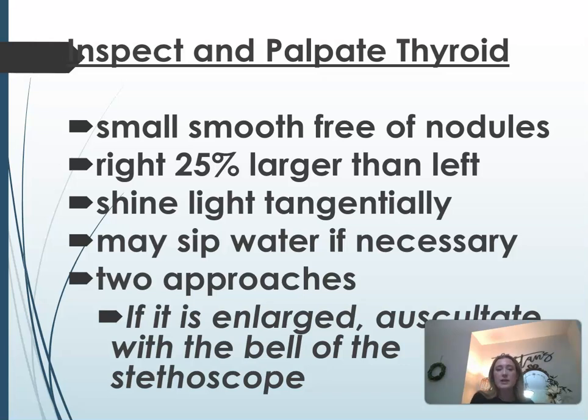Okay, so when we are inspecting and palpating the thyroid, it should be small, smooth, and free of nodules or masses. The right side is 25% larger than the left. We can use a light to shine tangentially, so taking a light and shining it on the neck to see if it casts a shadow, to see if it's enlarged. You can have your patient sip water. We talked about this in class, and it should move up as you swallow and move back down.